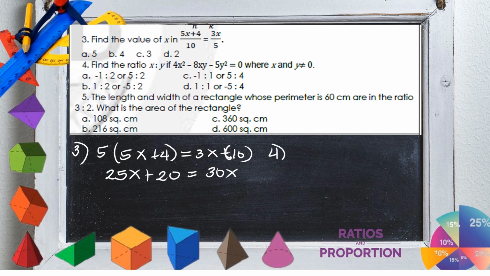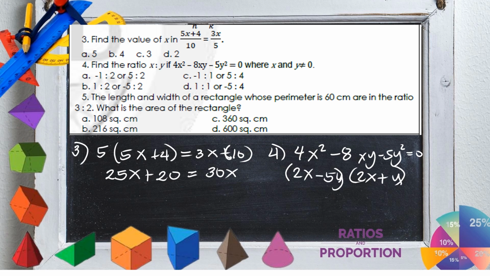Number 4, okay, we already have this answer a while ago. So, hahanapin lang ulit natin yung factors. So, I'm already going to give you the factors here. So, 4x squared minus 8xy minus 5y squared is equal to 0. So, if we're going to get the factors of that one, that is equivalent to, so we have 2x times 2x, and then we have negative 5y positive y equals 0.